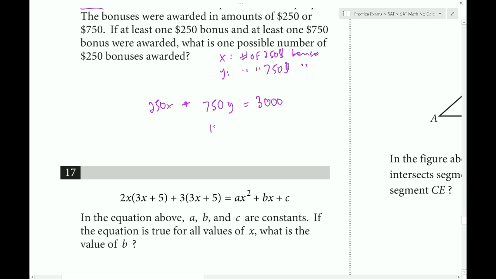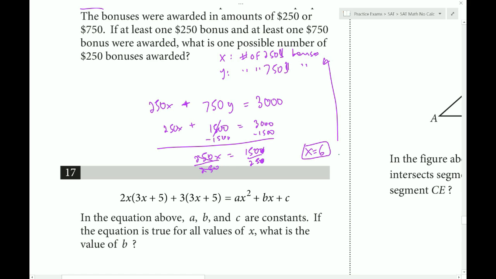So let's try. We'll end up with 1,500 here, 250x, and 3,000. If I subtract the 1,500, I'll end up with 250x equals 1,500. I'll divide by 250, and I'll get x equals, these zeros will cancel out here, and then 25. So 6 quarters makes $1.50, so that would be 6. So x would be 6, and that is what they're asking for, the number of $250 bonuses.